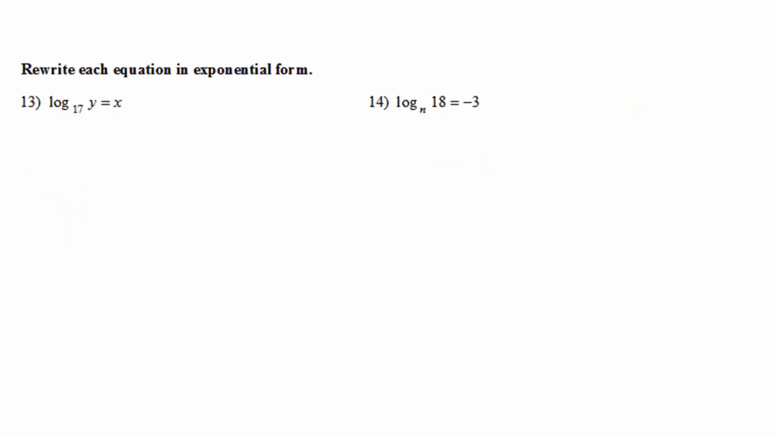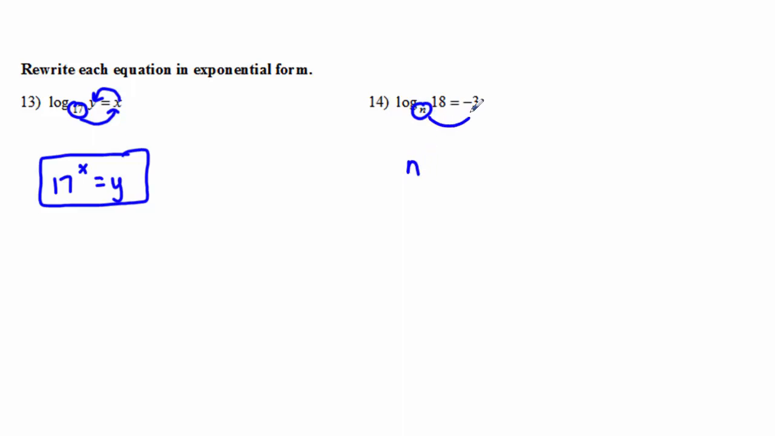Rewrite each expression or equation in exponential form. So that's actually what we just did, except we're not actually having to find any other answer. I start with my base, which is 17, then I go in a circle to the exponent, which is x, then it equals the y. That's my answer. And then the same thing on 14. I write down the base to the negative third equals 18.